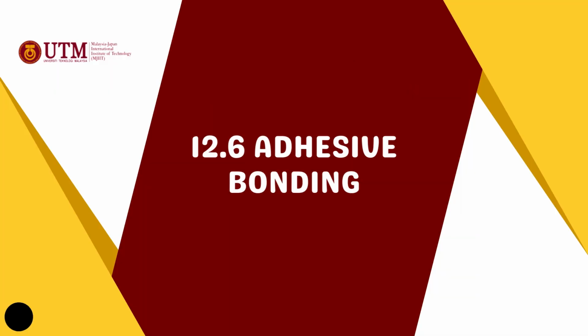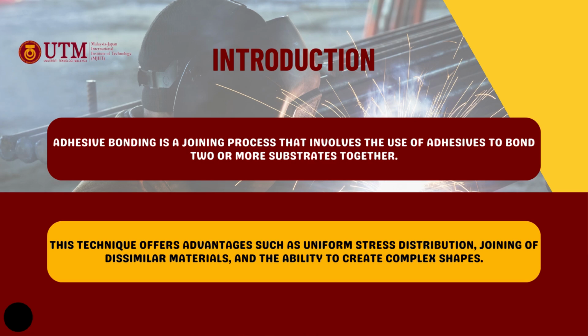Let's explore subtopic 12.6, adhesive bonding. For introduction, adhesive bonding is a joining process that involves the use of adhesive to bond two or more substrates together. This technique offers advantages such as uniform stress distribution, joining of dissimilar materials, and the ability to create complex shapes.